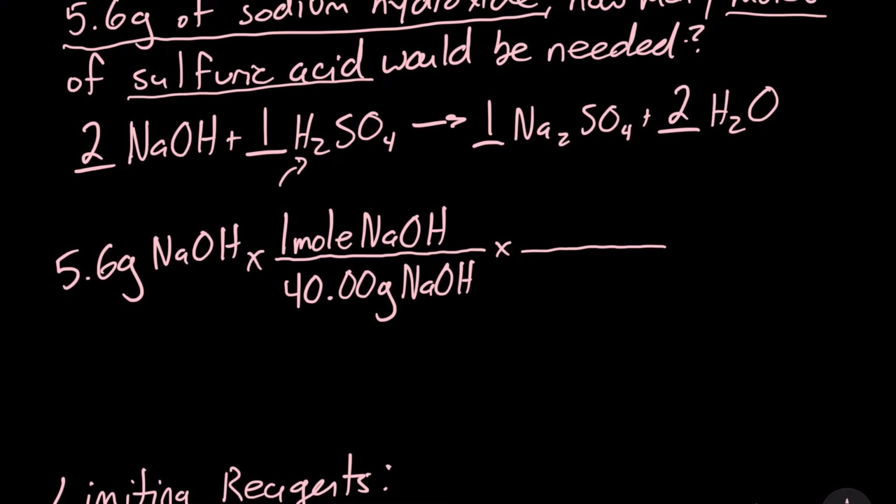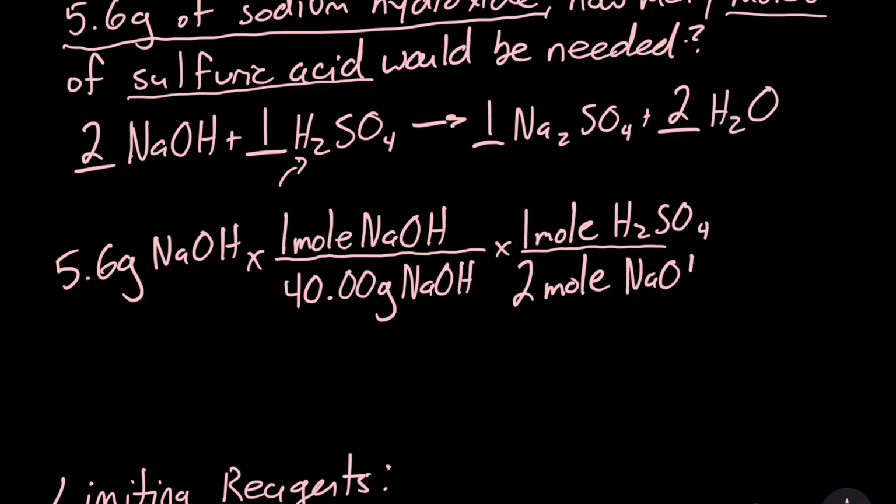So again, this is the step where we use our coefficients from our balanced equation. So we will go 1 mole of H2SO4 on top, and we are crossing off or getting rid of moles of NaOH. So again, from our balanced equation, we'll go 2 moles of NaOH. And that will get us to moles of H2SO4, which is our goal from this question.